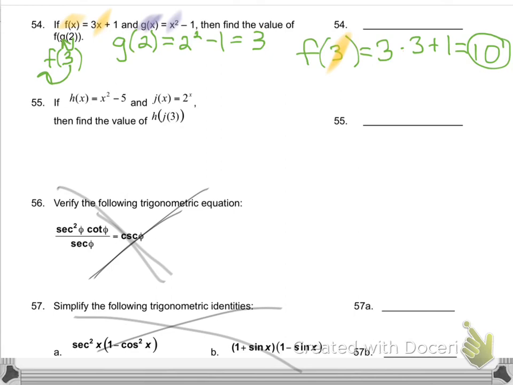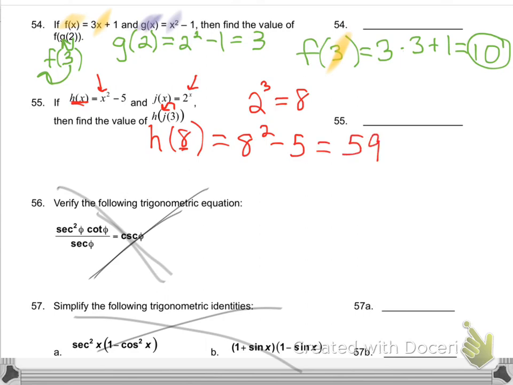55 is going to be the same way. So it says find h of j of 3. So I'm going to plug 3 into the j function because that's the one next to it. So wherever there's an x, it becomes 3. So 2 to the third power is 8. So then I'm left with h of 8. I'm going to go to the h function, and wherever there's an x, I'm going to plug in 8. Remember, function notation, the number next to the letter in parentheses is saying that's what you have to put in. That's your input. So when I do this, I get 8 squared minus 5, which is 59.